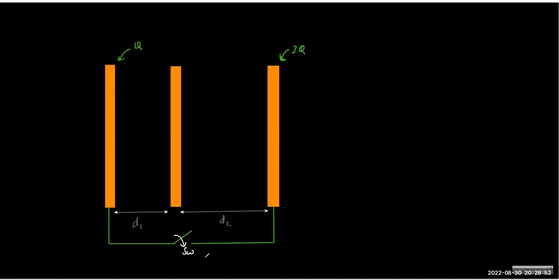So when the switch was open, then the charge given was shown to you, Q and 3Q. So what will happen if you close the switch? What will be the distribution of charge once you close the switch? So find the charge distribution after the switch is closed.